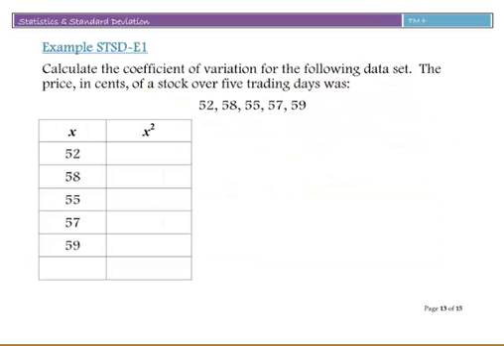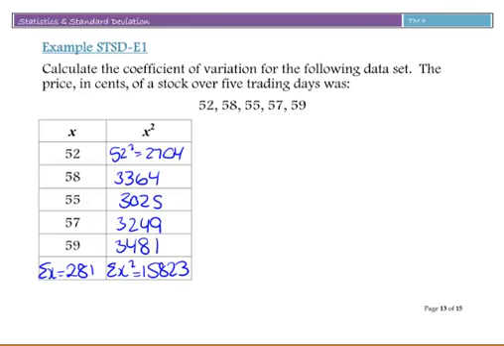So quick example, calculate the coefficient of variation for the following data set, the price in cents of a stock over 5 trading days. Okay, and it gives us the data. So our first step here is to calculate the standard deviation. Okay, we also need our mean to be able to do that. So try and go and fill this table in first. Press pause. Okay, do it yourself, then come back to it. Okay, so you can see I've filled in my table. So from there, my mean is the sum of x over n. So 281 over 5, which is 56.1.